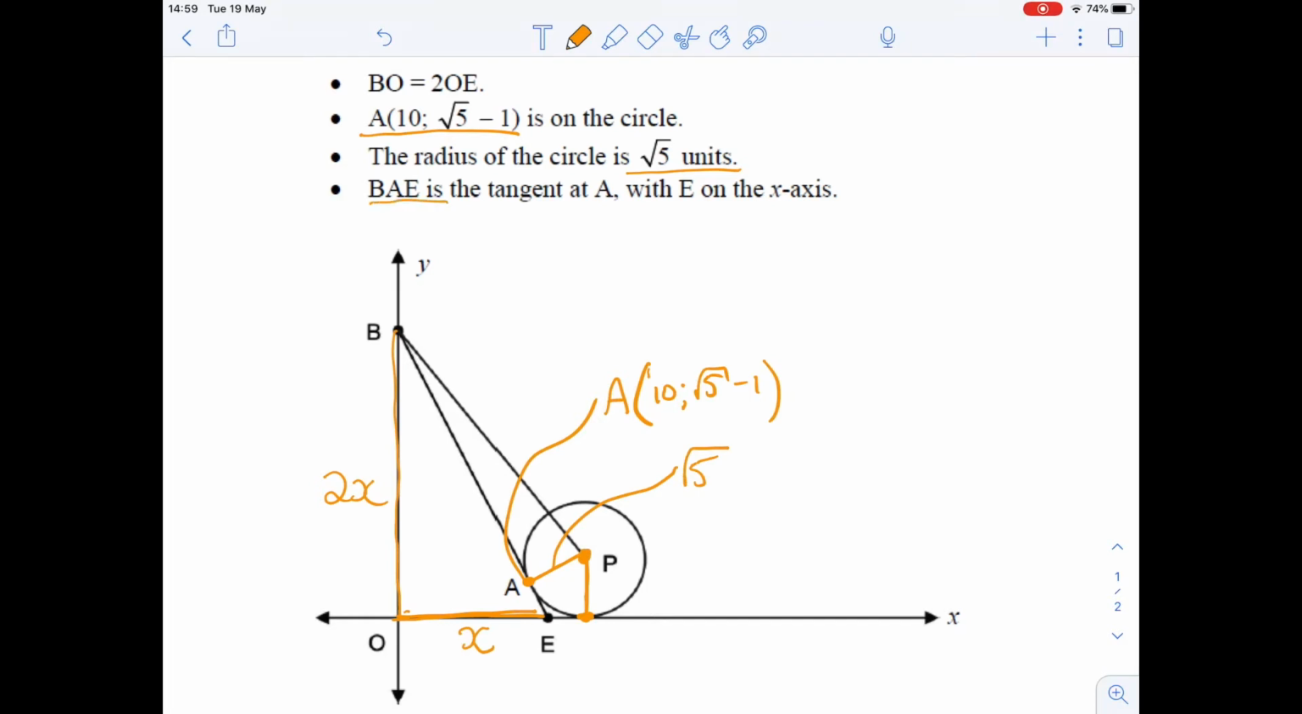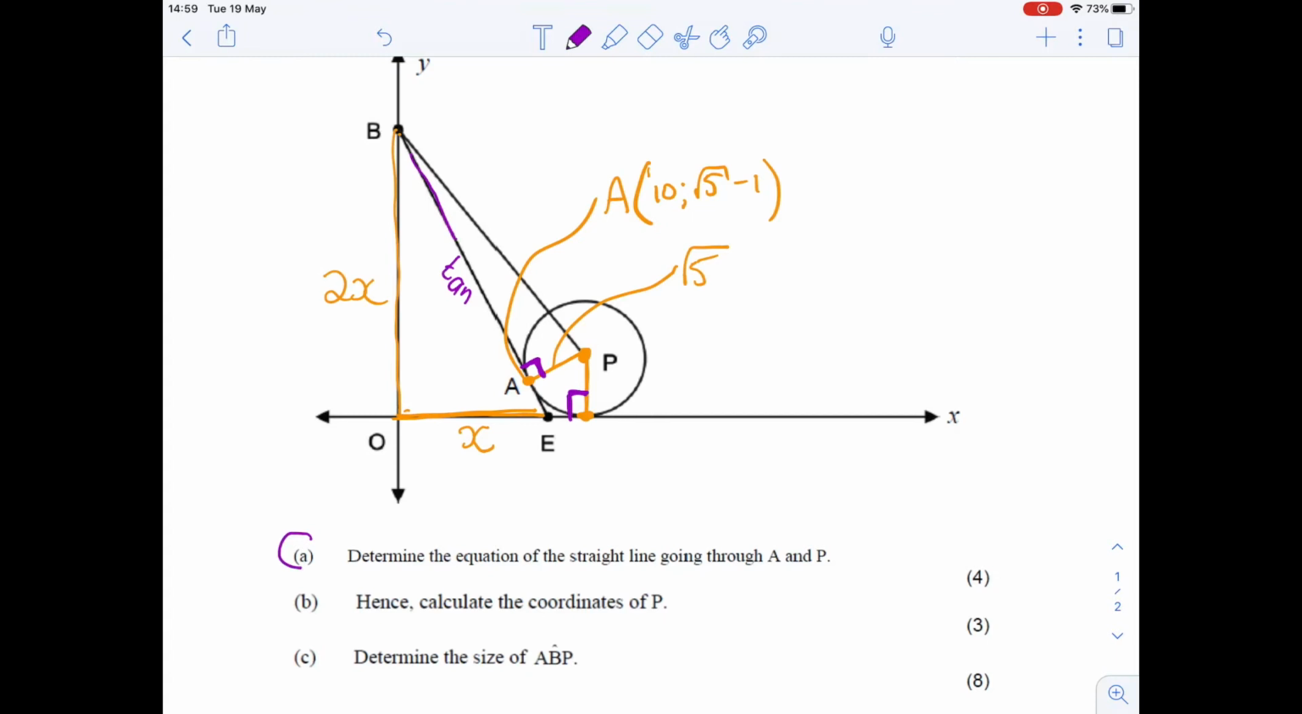And then lastly, BAE is a tangent at A with E on the x-axis. Now, I always just like to write that, whether it's circle geometry or analytical geometry, to remind ourselves that that's a tangent. Now, before we go on to the actual questions, let's just fill in some other facts. If this here was a tangent, then this is going to be 90 degrees. Remember, tangent with a circle, and then in fact that would also be 90 degrees over there. Now, let's have a look at some of the questions.